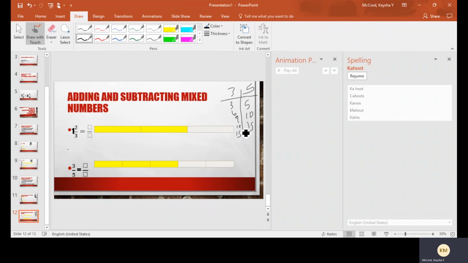I found my first number. My new denominator, my least common denominator, is 15. That's the smallest number that 3 and 5 have in common. That means my new denominator is going to be 15. So I'm going to rewrite this where I have a denominator of 15.